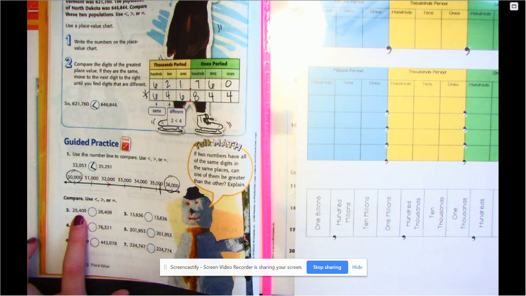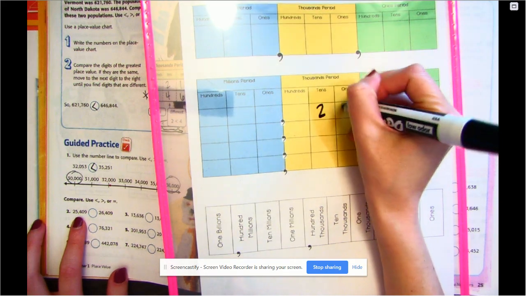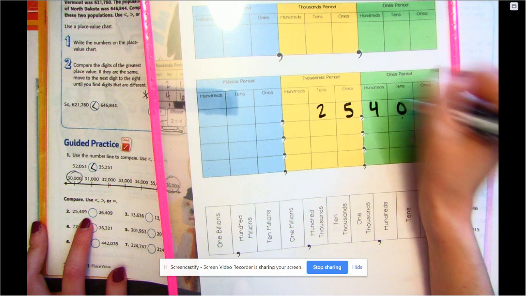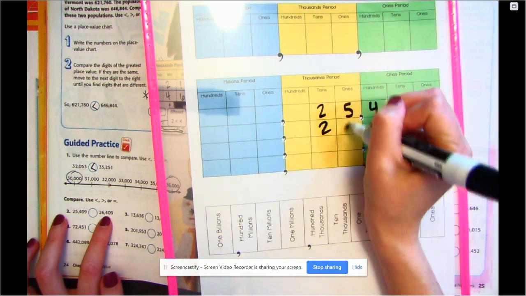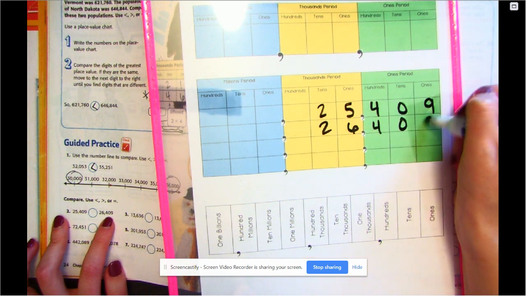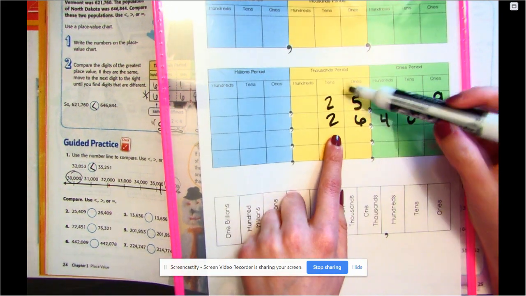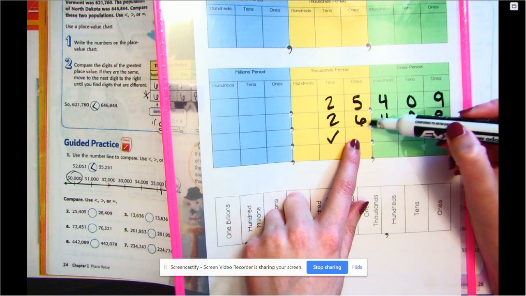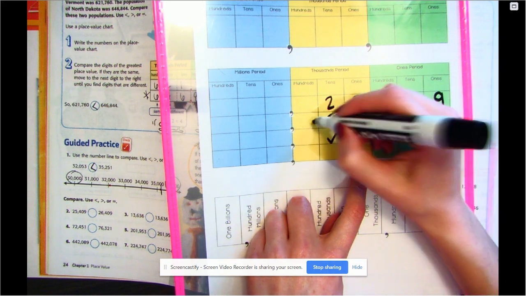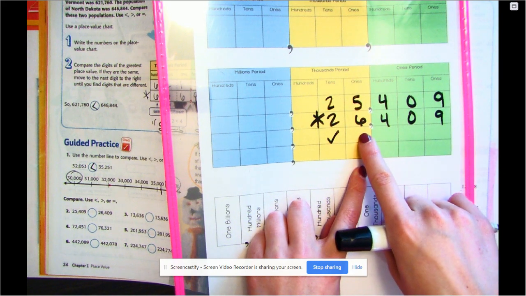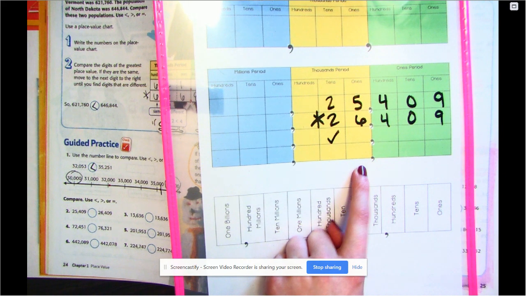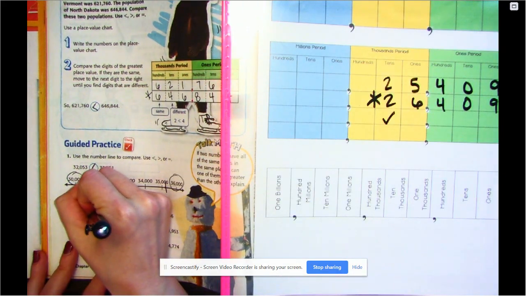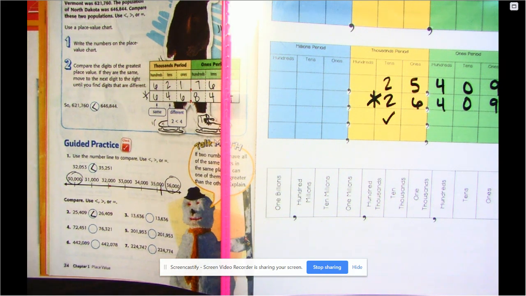So I've got 25,409, and I'm going to write that number on this chart. 25,409, and then I've got 26,409. They're almost identical, but I can tell that these twos in the 10,000s place are the same, so I can't look there. I need to look here. This 6 is bigger than the 5, so that automatically means that this number, 26,000, is bigger than 25,000. So my alligator mouth is going to be pointing towards the 26,409.